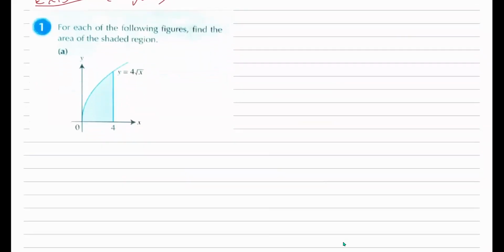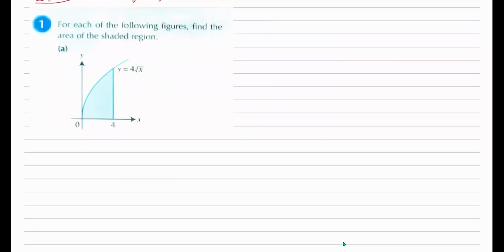Right, how do you find the area of this figure here? What is this function? This is y equals 4 times square root x. Where are the points of intersection with the x-axis and y-axis? Let's start with the y-intercept. How do you find the y-intercept? When x is 0. So that means y equals 4 times square root 0, which is 0.